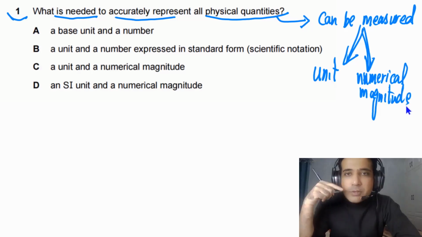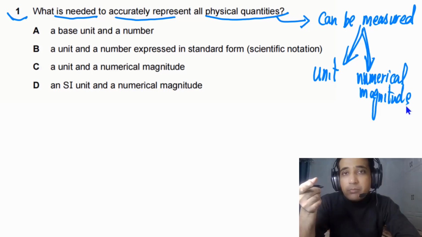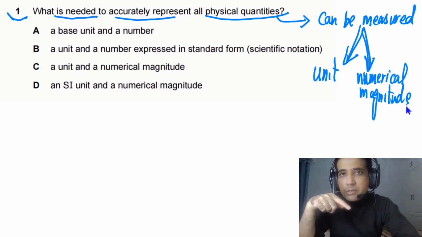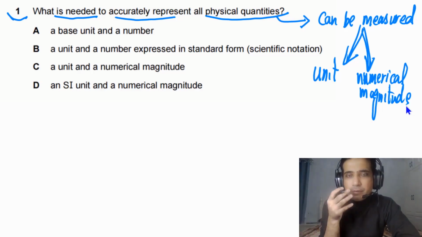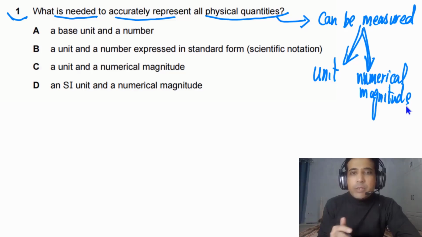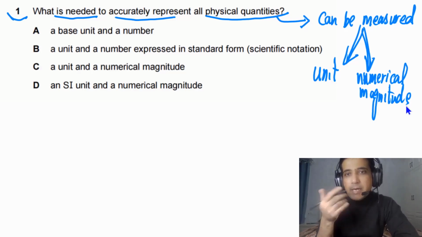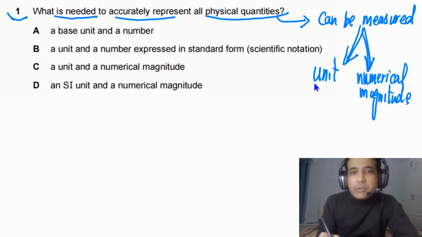But a physical quantity like strain is a ratio between two same physical quantities, so strain has no unit. But most physical quantities have a unit and a numerical magnitude. So when we represent physical quantities, we use a unit and a numerical magnitude. This is the point you need to understand.